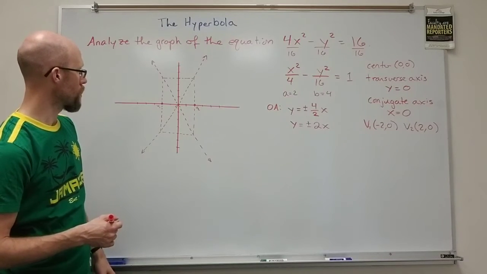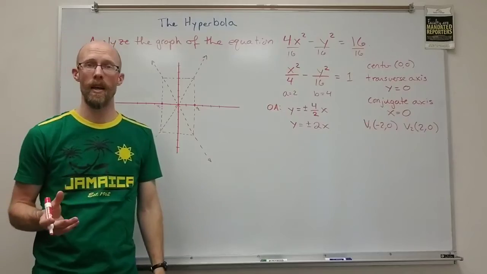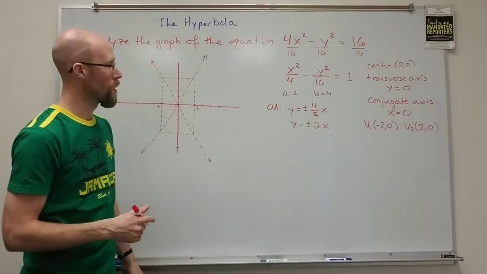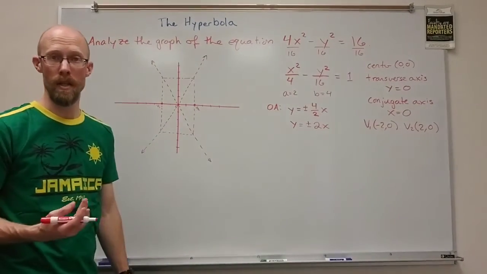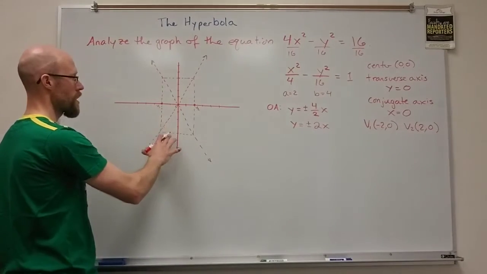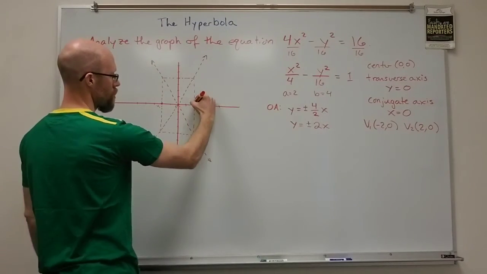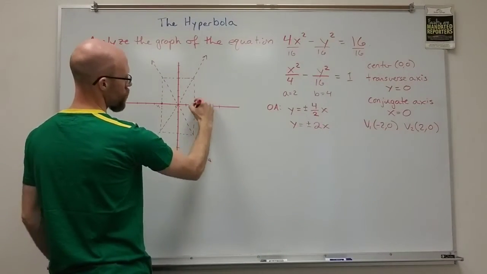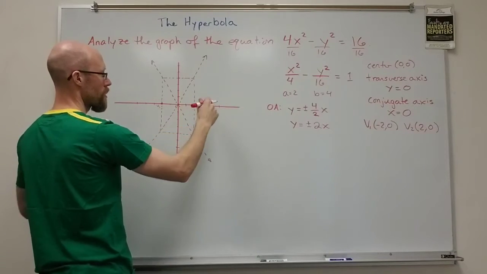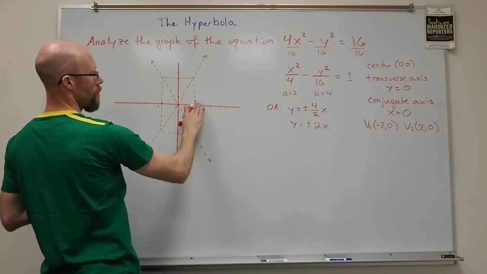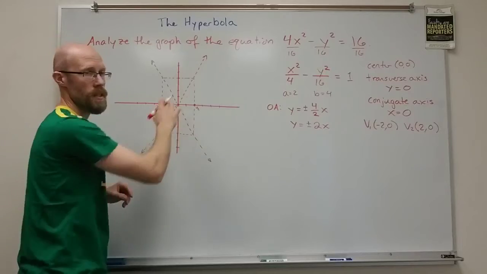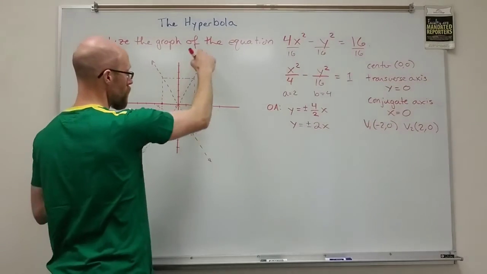Let's see, what am I missing? I still need the foci, and I need to actually plot the graph. All right, the graph is probably the easier part here. Once I get this box set up in my oblique asymptotes, I start at the vertex and just make sure it has to run horizontally and it has to be asymptotic to these asymptotes, these lines up here.